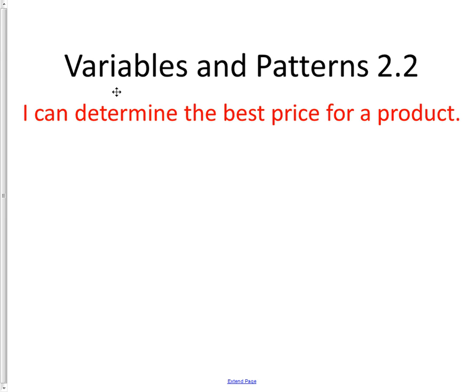Ladies and gentlemen, we are going to be learning a life lesson through this Variables and Patterns 2.2 presentation. I can determine the best price for a product. This is going to be one of those life lessons that you're going to use at some point in your life. You're going to price out a product, whether it would be for a rummage sale, selling it online, anything like that, or even purchasing it, what the best price for that product would be so that you get enough people interested, but also that you're making enough money.